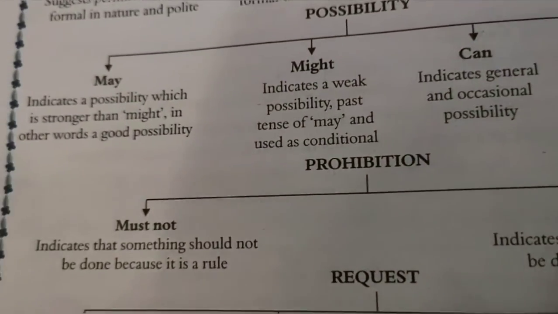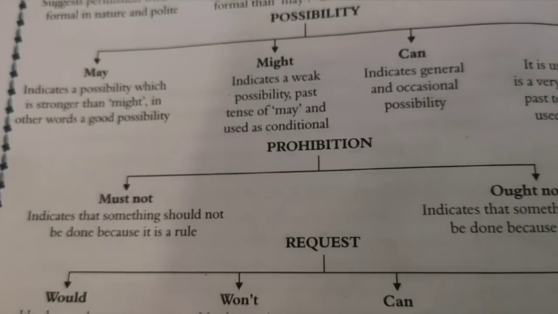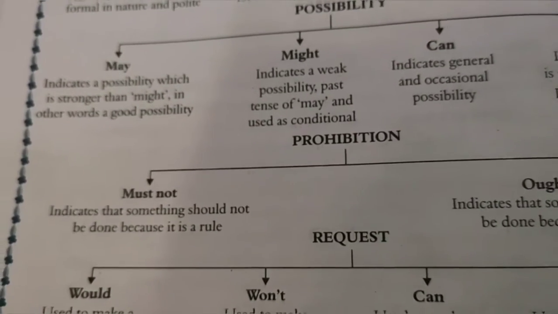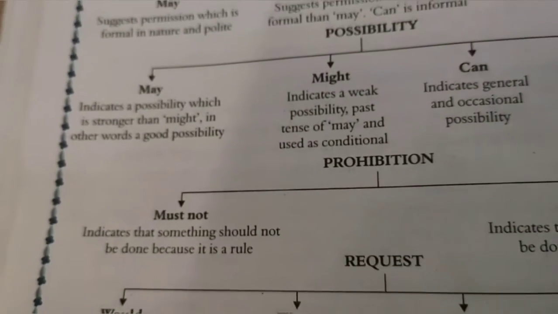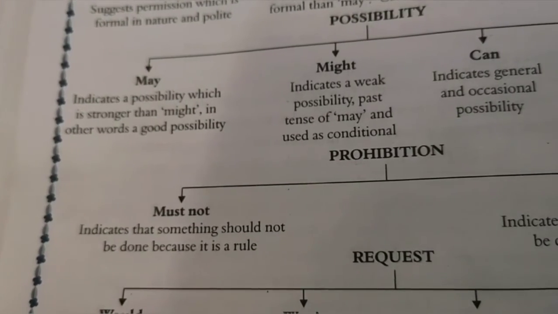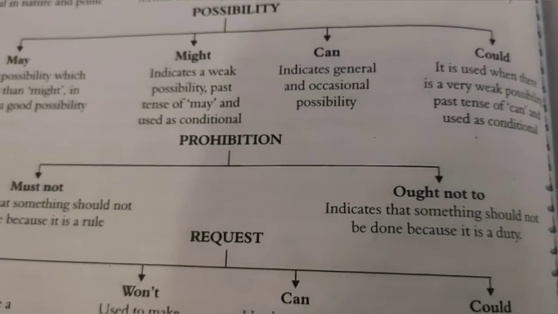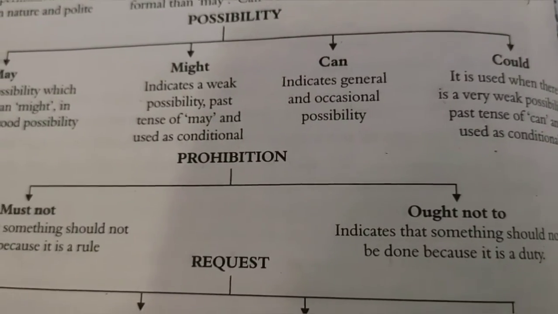The next one is prohibition. When you are not allowed to do something, you have to use must not and ought not to. Must not indicates that something should not be done because it's a rule, and ought not to indicates that something should not be done because it's a duty.